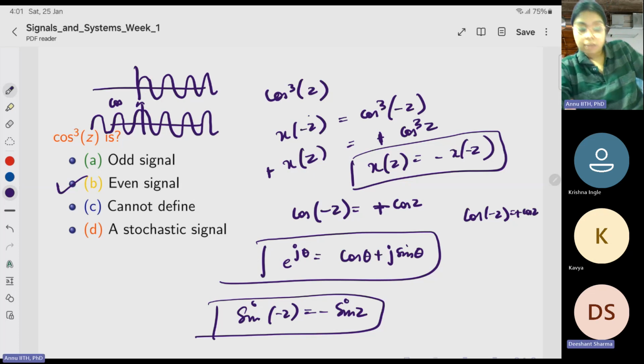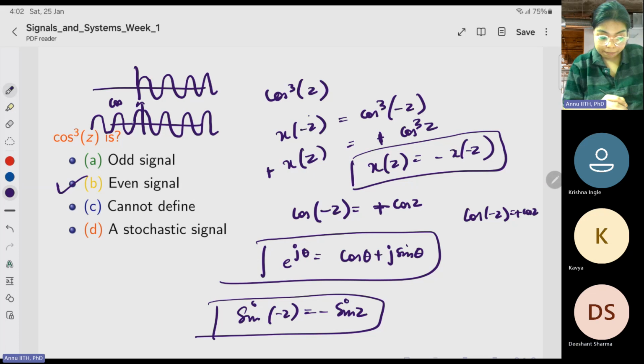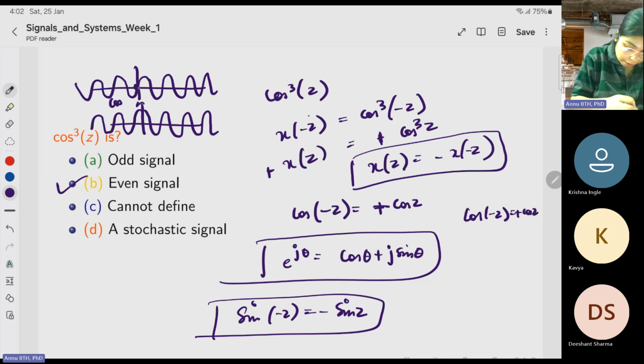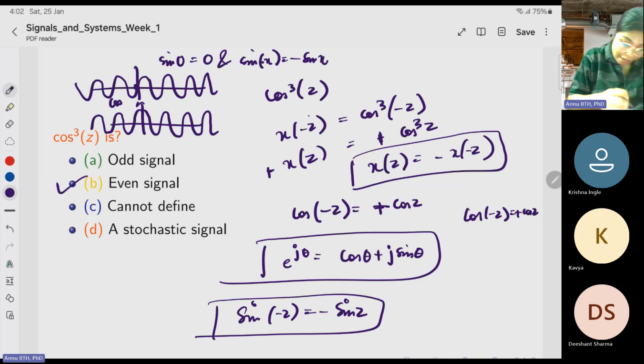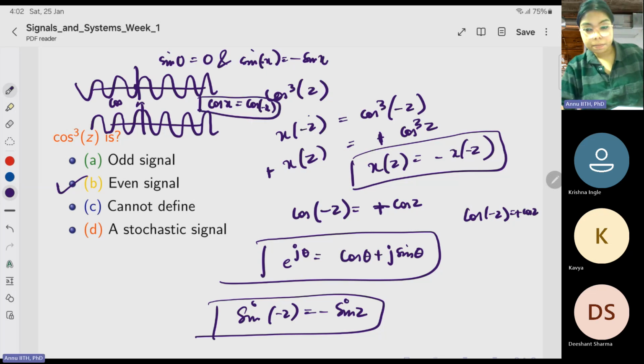Cos is an even signal. See, simply by seeing the graph you can see it is symmetric with respect to the y-axis, whereas sine is symmetric with respect to the origin. Sine 0 is 0, and sine of minus x is equal to minus sine x, whereas cos of x is equal to cos of minus x. Cos is an even signal. See from the graph.